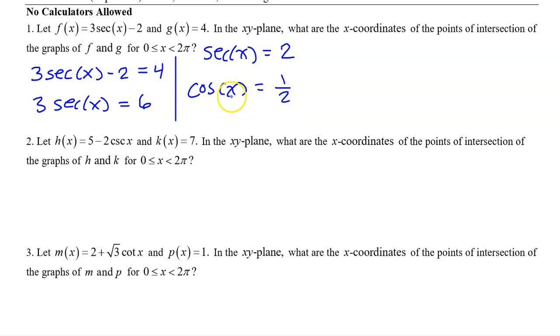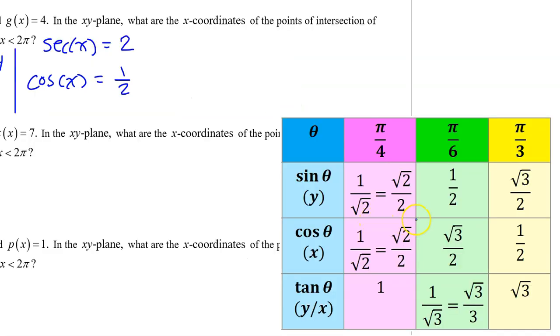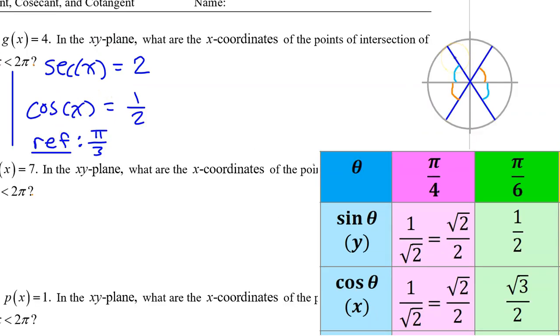We can find the reference angle by asking ourselves the cosine of what is equal to 1/2. If you have not yet memorized these 9 trig values, pause the video and memorize this chart right now. Because the cosine of pi over 3 is equal to 1/2, that means the reference angle is pi over 3. The reference angle is the angle between the terminal side and the x-axis.